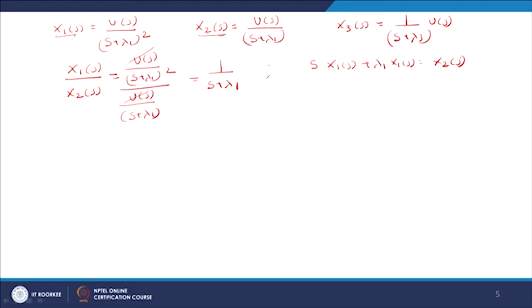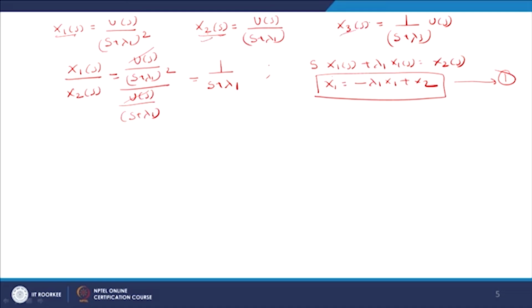Now here we apply the inverse Laplace transform. So s x1 of s gives x1 dot equal to, now we shift lambda 1 x1 of s to the right side, what will we get? We will get minus lambda 1 into x1 plus x2. So this is the first state equation, let us say equation number 1: x1 dot equals minus lambda 1 x1 plus x2.